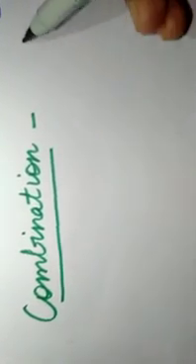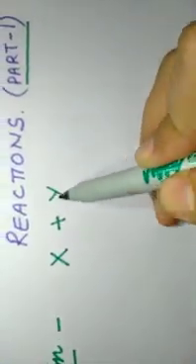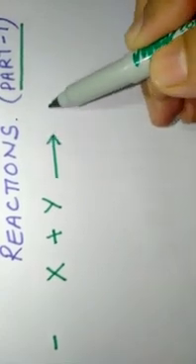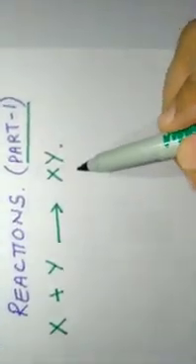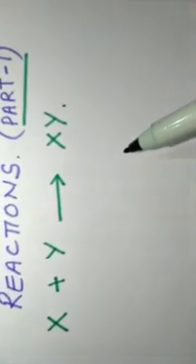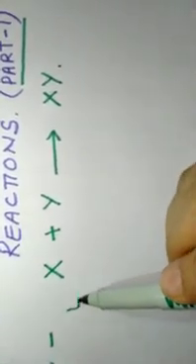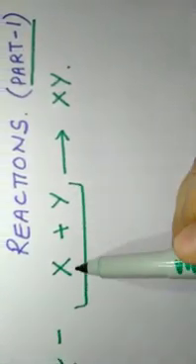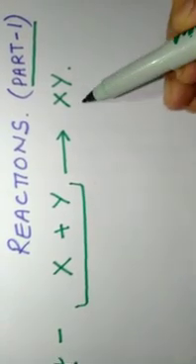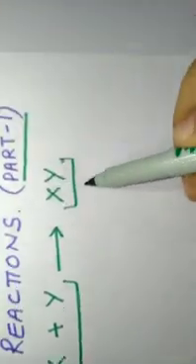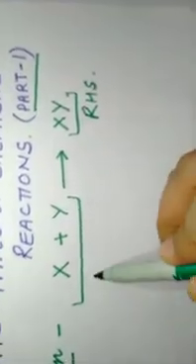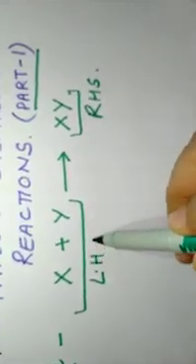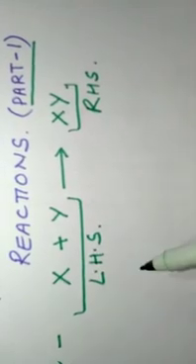Combination reactions are those reactions in which one or more reactants combine with each other and form a single product. This is the way we can identify a combination reaction. Always we'll have reactants, maybe 2 or more than 2, but the product will be 1. So on the RHS we have a single product and on the LHS the reactants, which may be 2 or more.